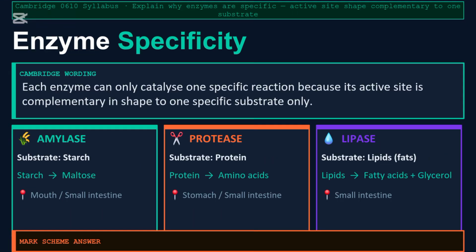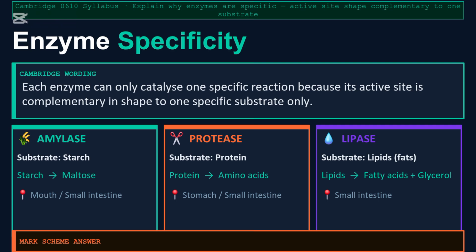Now, let's move on to enzyme specificity. Because each enzyme has a uniquely shaped active site, each enzyme can only work on one specific substrate. This is called enzyme specificity.